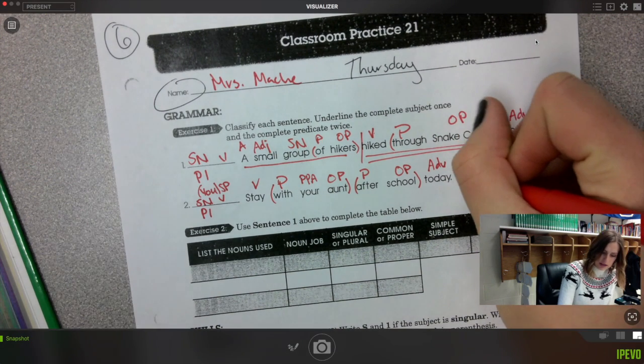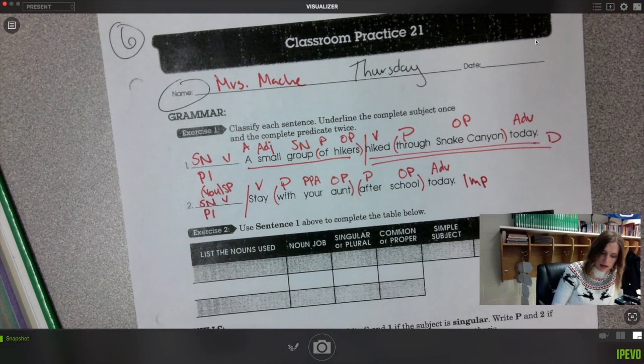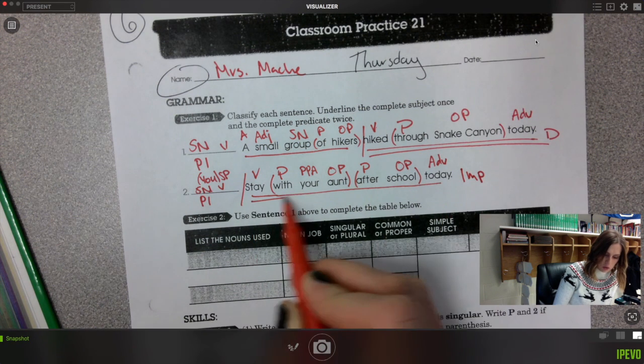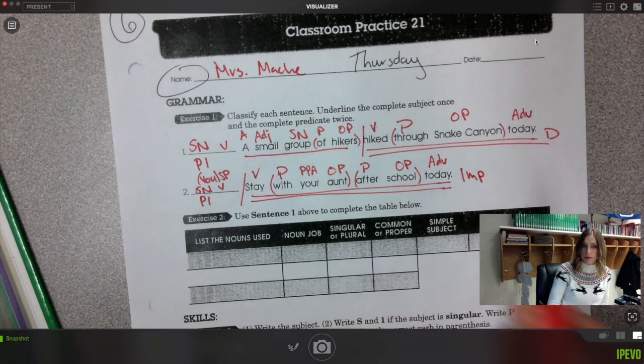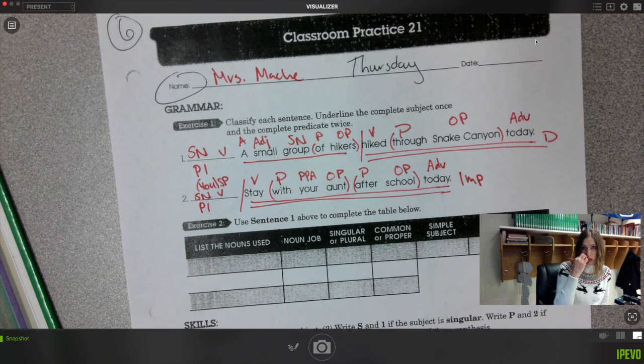imperative sentence. Go back to the verb, divide the complete subject from the complete predicate. Underline the complete subject once and the complete predicate twice. So remember, this entire thing is the complete predicate because "you" is the subject pronoun and it's just understood.